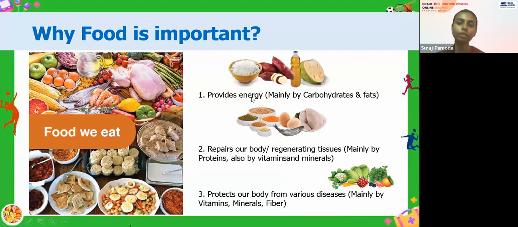Mainly the importance of food is providing energy, then repairing our body, that means regenerating tissues, or we can say growth of the body. The third one is protecting our body from various diseases. So mainly carbohydrates and fats provide us energy. To grow our body we use proteins mainly, right? The people who go to the gym always drink protein-containing liquids, because they help them to repair and grow their muscles, right? So vitamins and minerals mainly help us to get rid of various diseases. Clear?